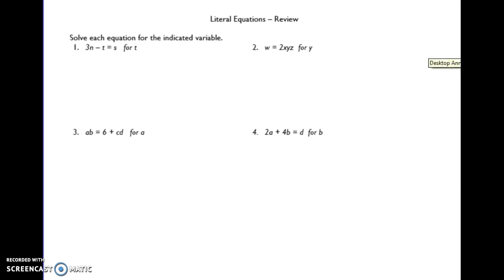Okay, now I've got some review problems here. So these are our literal equations. We're going to solve for t. I'm going to subtract 3n from both sides. I get -t is equal to s minus 3n, and then I'm going to divide by -1. T is going to be equal to -s plus 3n.